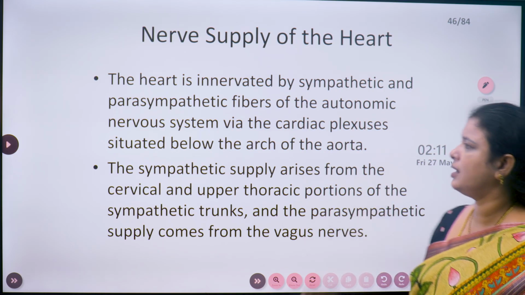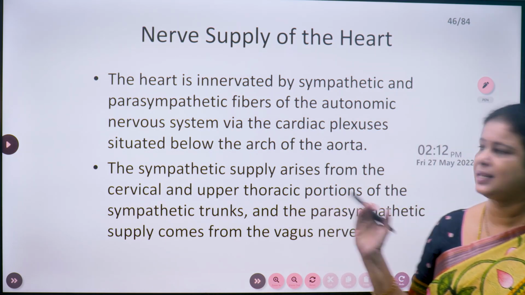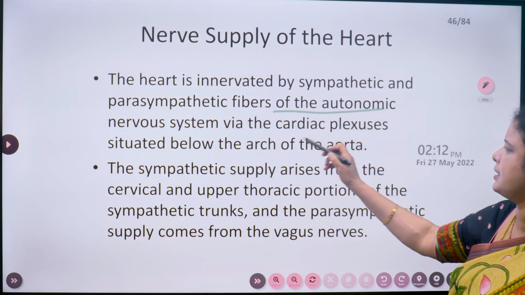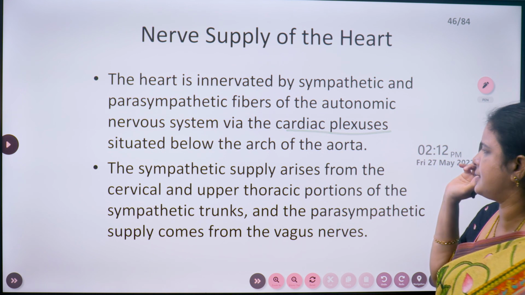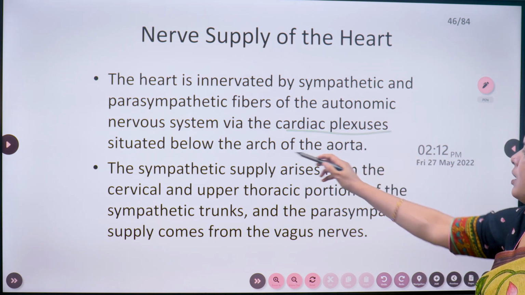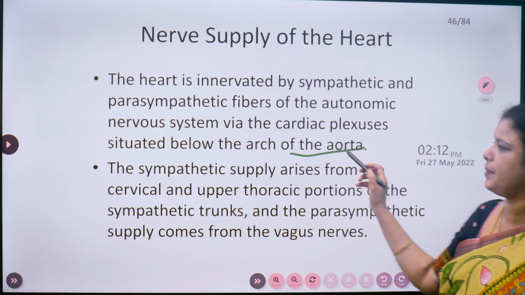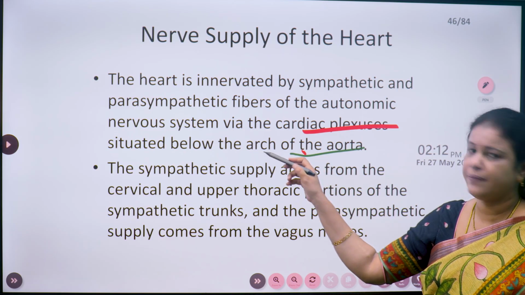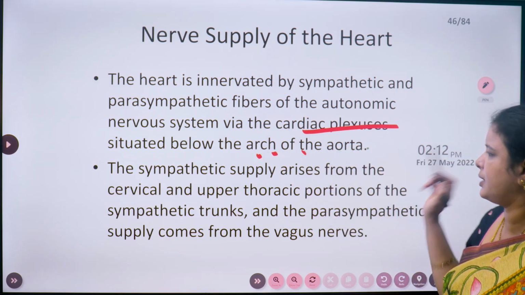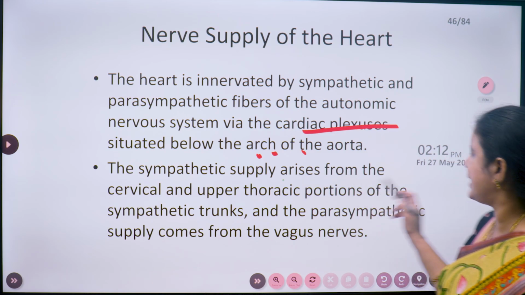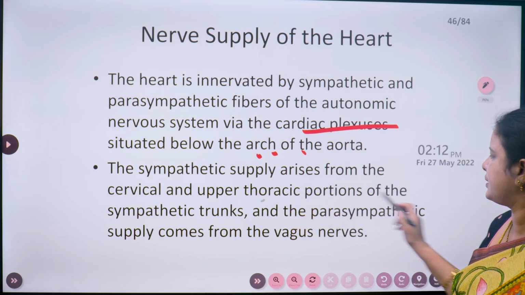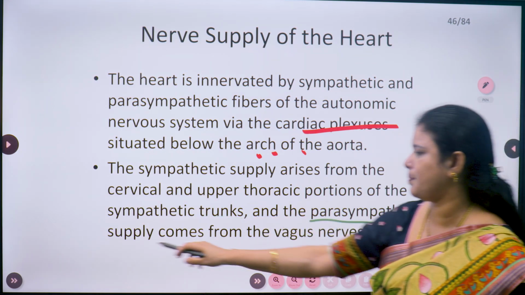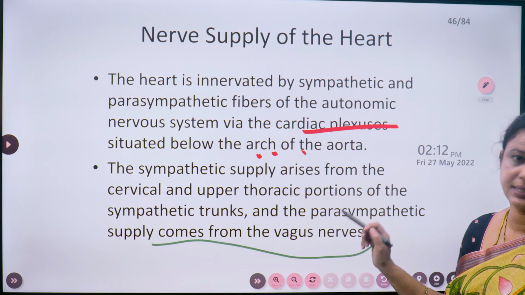So nerve supply to the heart. It is mainly by sympathetic and parasympathetic fibers of the autonomic nervous system via the cardiac plexus, which are situated just below the arch of aorta. Sympathetic supply arises from the cervical and upper thoracic portions of the sympathetic trunks, and parasympathetic supply comes from the vagus nerve.